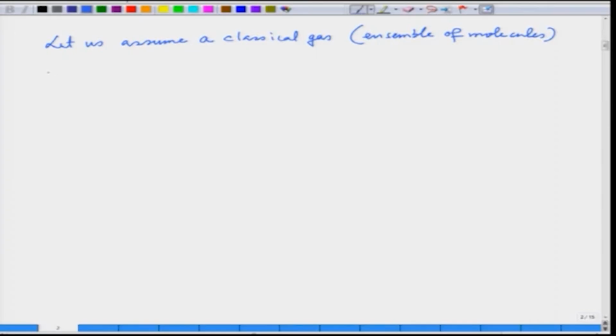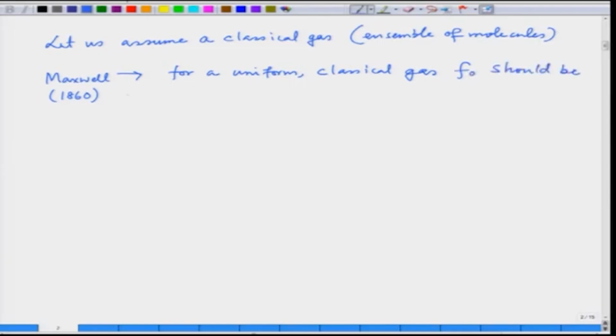So, the system is just left to evolve freely, and then we will try to understand what the distribution function is for that. Now, Maxwell in the year 1860 already pointed out that such a classical gas, if it is uniform or homogeneous, that means the density of the gas is equal at every point in space. So, for a uniform classical gas, F0 should be a Maxwellian distribution.